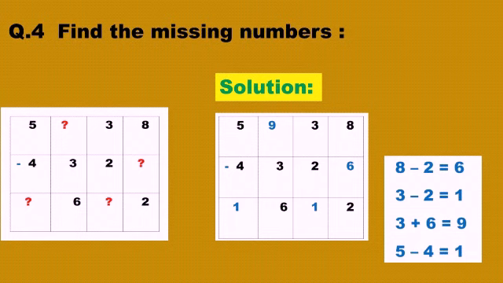The next one is 3 and 2 is given, and we have to find out the difference. So how to find the difference? We have to subtract. So 3 minus 2 equals 1. So this is the answer.